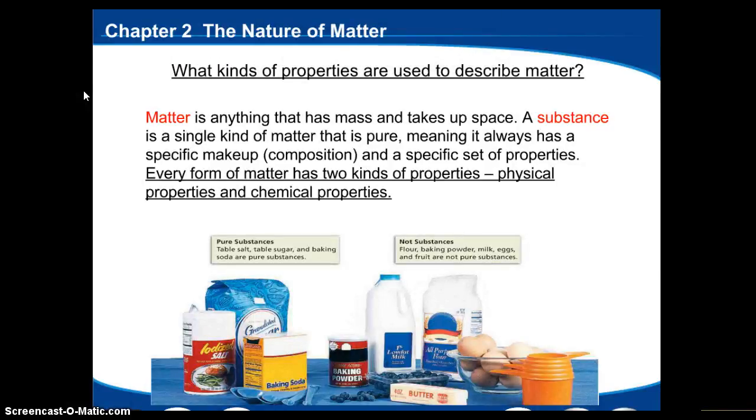Hi there, this is the flip lesson for 2.1, and we are talking about matter. So what kinds of properties are used to describe matter? We need to recall that matter is anything that has mass and takes up space.